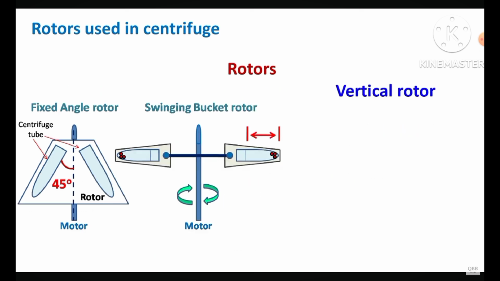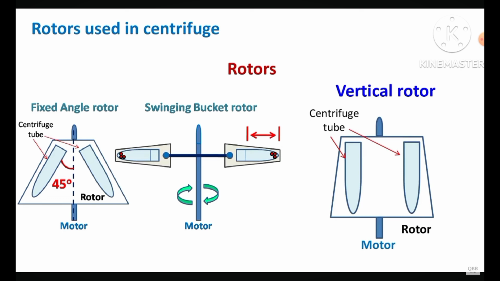Vertical rotors. As the name suggests, the centrifuge tubes are held in vertical position. Here, the path length traveled by the particle is minimum as they are moving from one side of the tube to the other and not from the top to bottom. The particles are usually accumulated on the side of the tube.